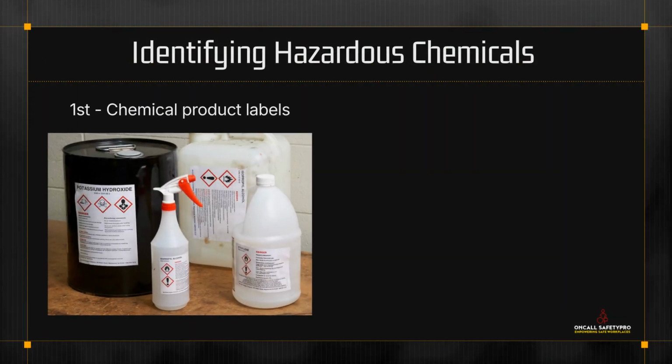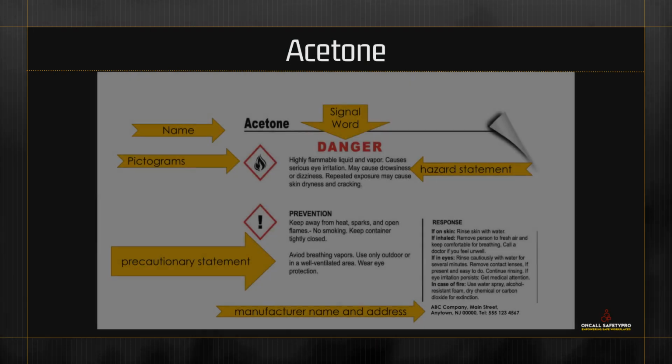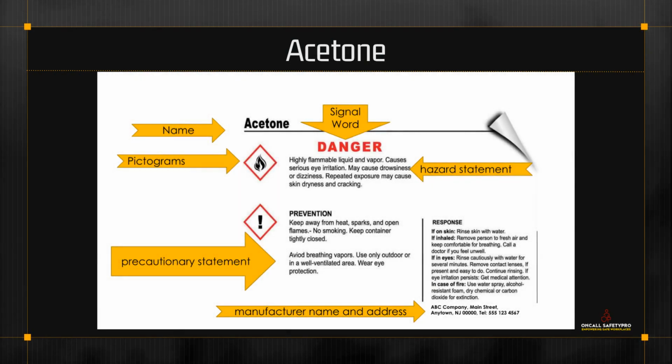Information about chemicals comes from the chemical label, which gives a quick overview of a chemical, and the safety data sheet, or SDS, which provides detailed instructions. Every chemical product label must include 6 key elements. Let's go over them. 1. Product name. This tells you what the chemical is.